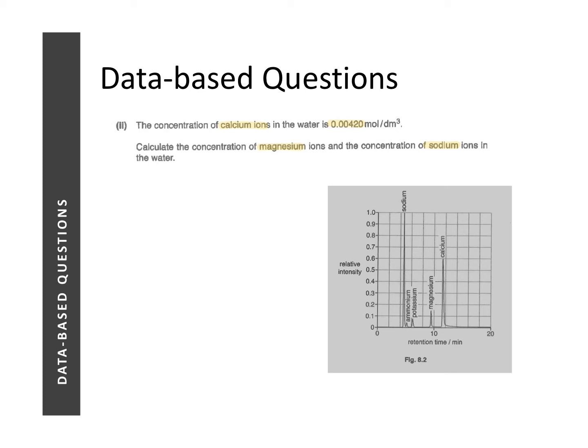So what we do now is that we need to compare the relative heights of the 3 ions. We have calcium. Calcium is here, is 0.6. And then sodium is 1. And magnesium is 0.15. So by comparing the ratio of the heights of the peak, we can use proportion to find the concentration of magnesium and sodium ions based on the value given for calcium.